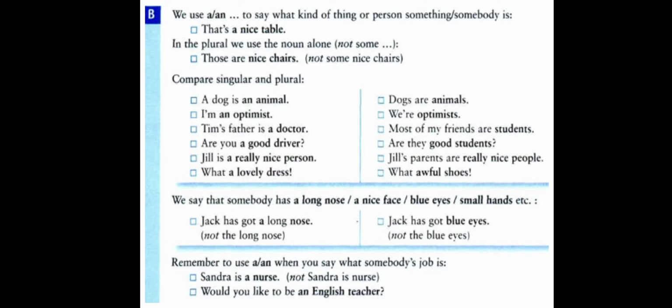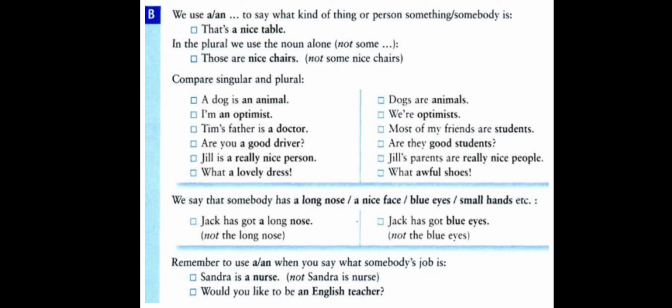I am an optimist. Optimist refers to one person, and here it is singular, so we use an, because it begins with the letter O, a vowel. We are optimists. Optimists are plural, so we don't use any article, the article a or an.